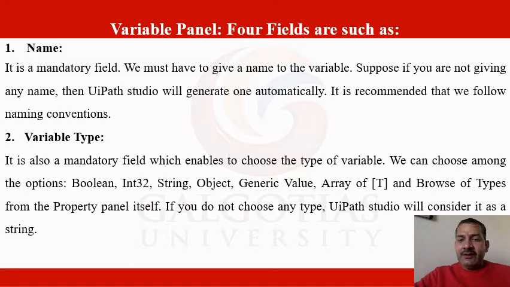Next is variable type. Variable type is also the mandatory field. You choose the type of variable. We can choose among the options like we have already discussed, from generic text, generic to their boolean variable, int32, object, generic value, array of t, browse of type from the property panel itself. If you do not choose any type, then by default your UiPath Studio will consider it as a string. It depends upon you what kind of data type you are required for the particular variable.